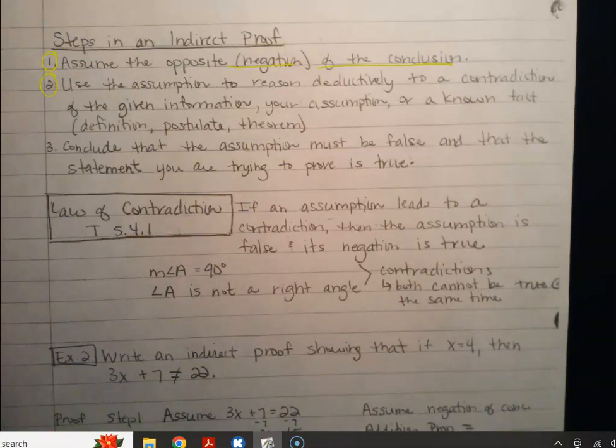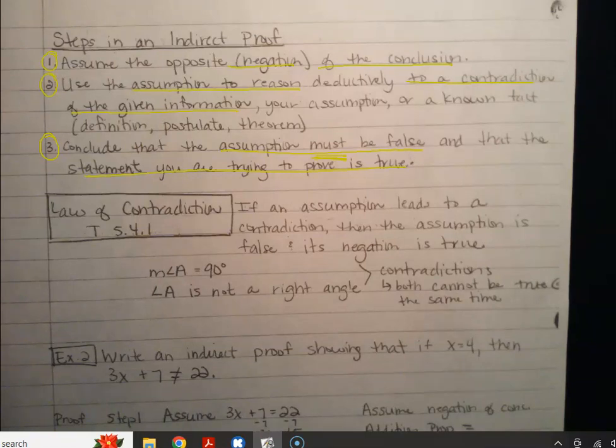Step 2, you use the assumption to reason deductively, but you're reasoning to a contradiction of the given information, your assumption, or a known fact. So you can use definitions, postulates, or theorems. And step 3, we're going to conclude that the assumption must be false, and that the statement, therefore, that you are trying to prove is true. So the statement you are trying to prove is true.